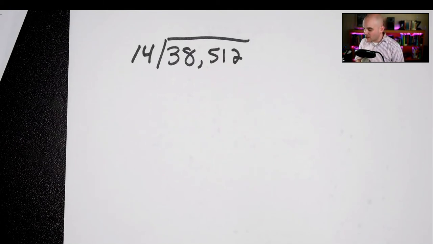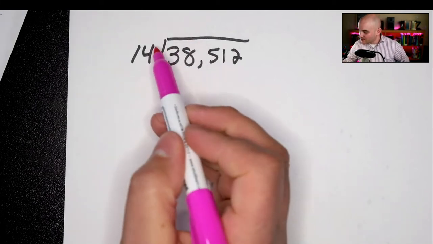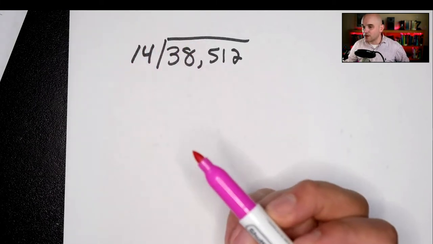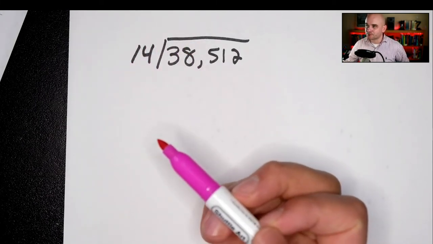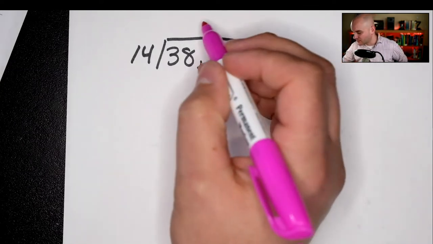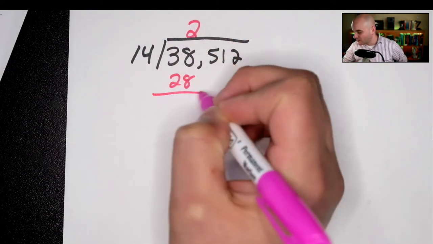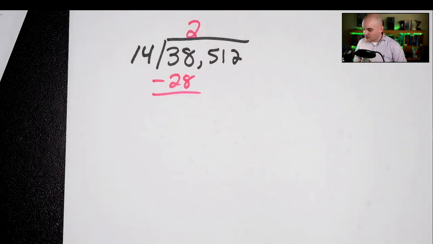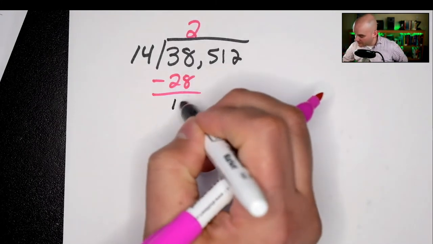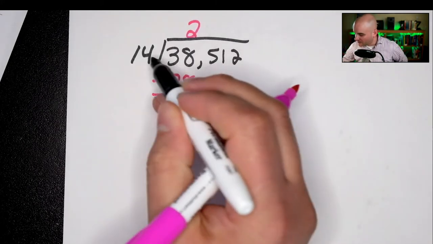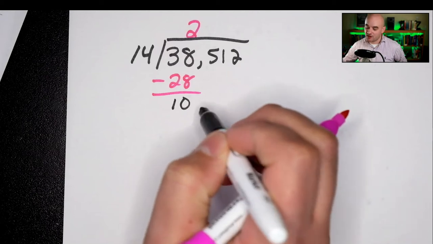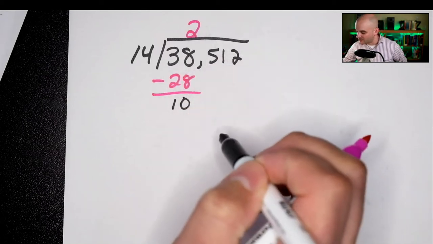So just to remind you of how this is done, we say, how many times will 14 go into 38? Well, it goes in 2 times. And then we say, okay, 2 times 14 is 28, and we subtract. And when we subtract, we get 10. And 14 will not go into 10, which is good. If it does, then we didn't take the highest number.